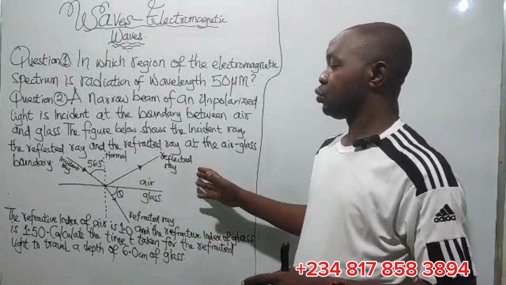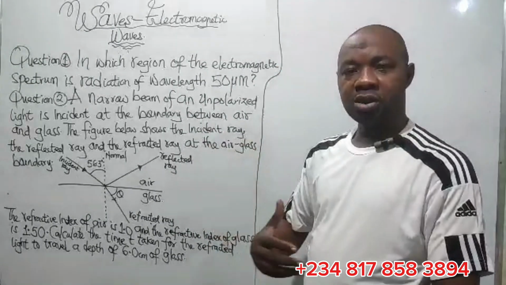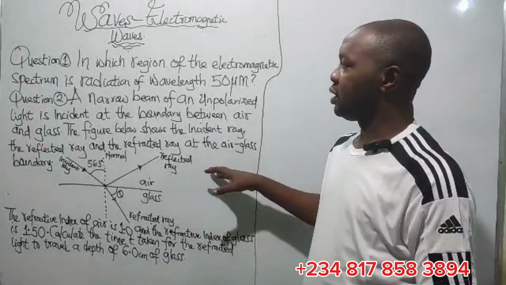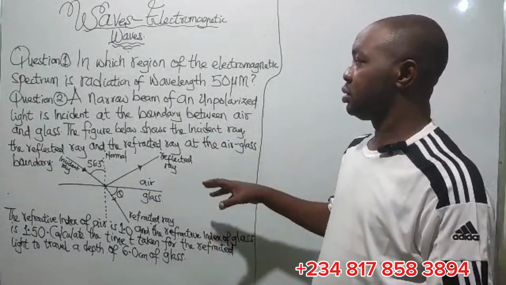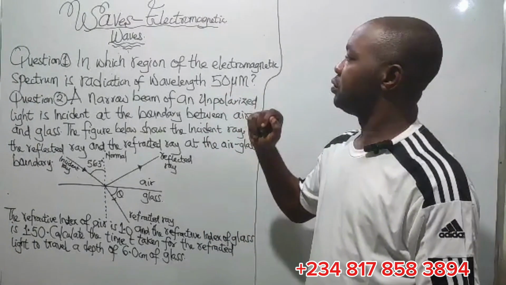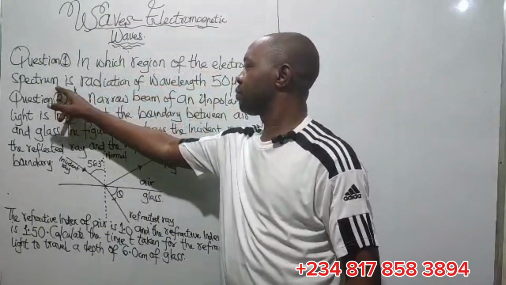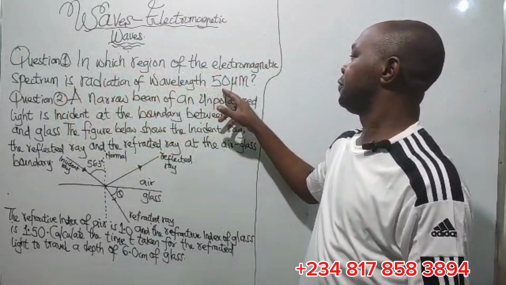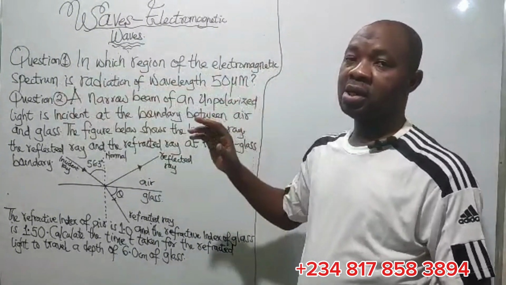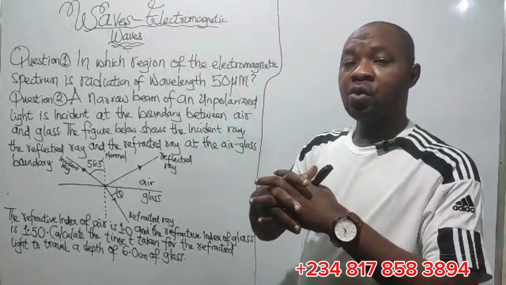I've done this question before, so I'm going to solve it again in this tutorial. The first question reads: in which region of the electromagnetic spectrum is radiation of wavelength 50 micrometers? The one I did in the first video was about frequency.